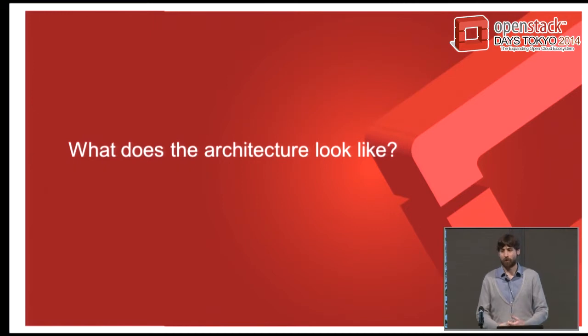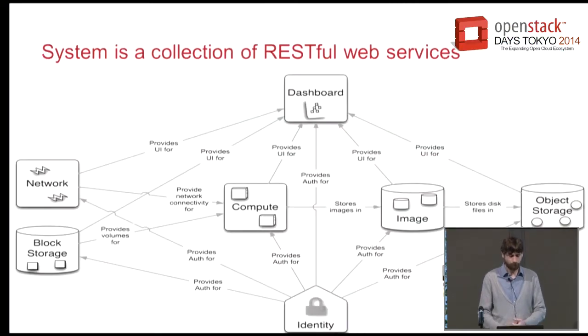So getting into more of the technology, what does the architecture of OpenStack look like? Essentially, it's a collection of RESTful web services. All of these connect to each other using the API, like a service-oriented architecture. Let's go through each in turn.